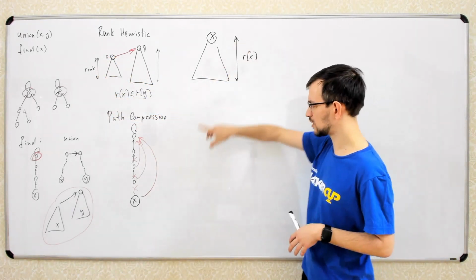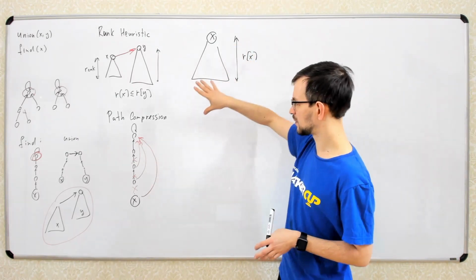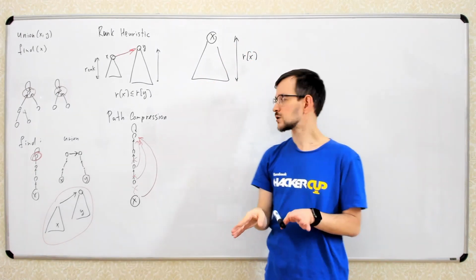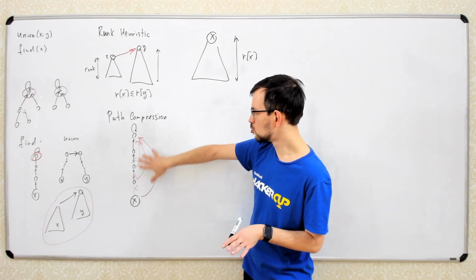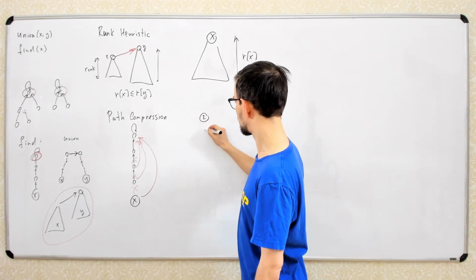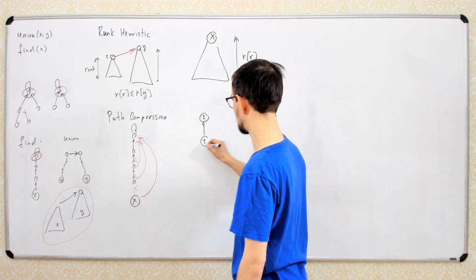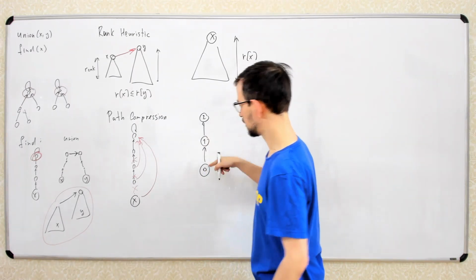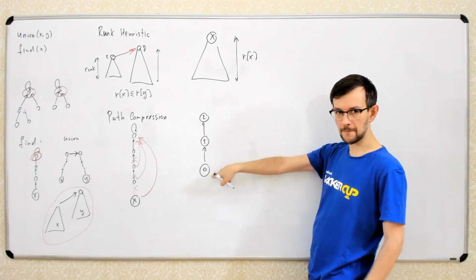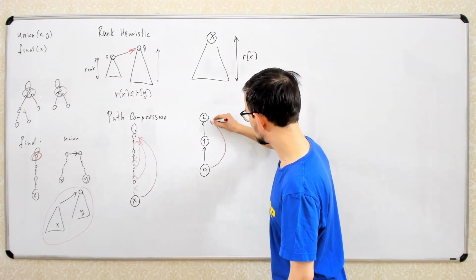The rank does not change when we make path compression. So we don't maintain the real height of the tree. When you make path compression, you may change the real height of the tree. Here you have a vertex of rank 2. If you call find from here, you will apply path compression and change this link to here.